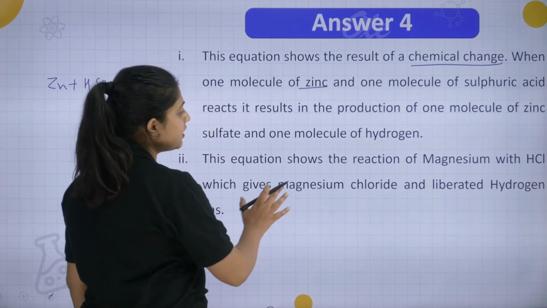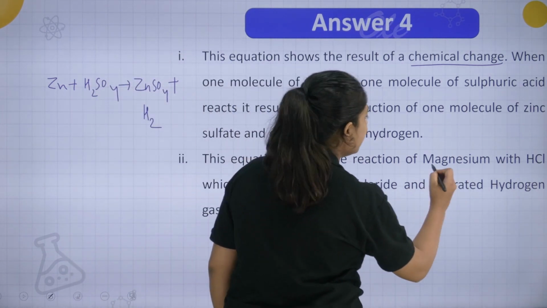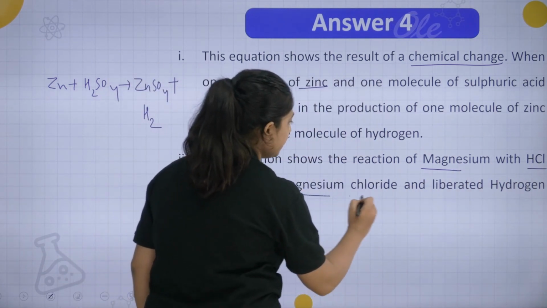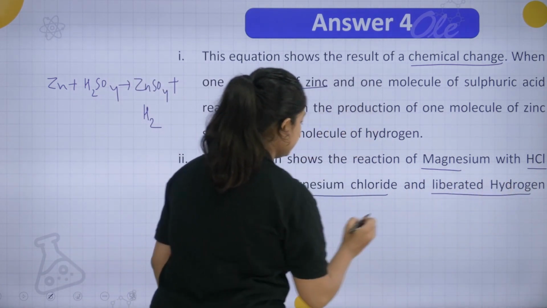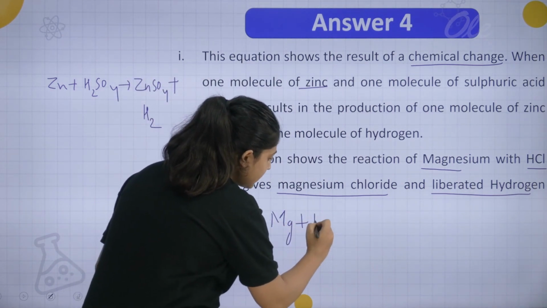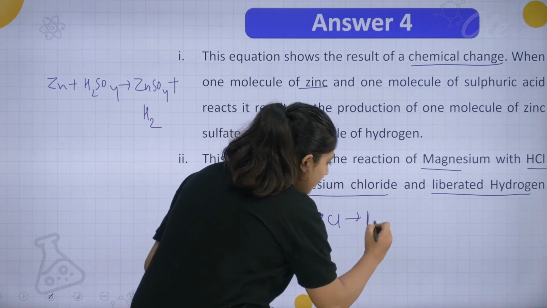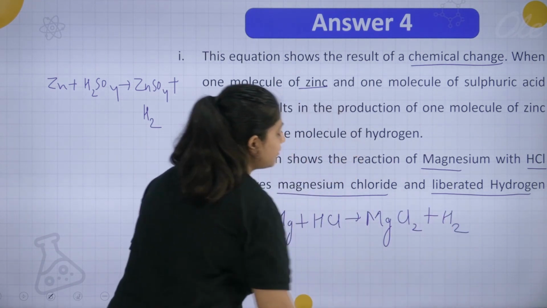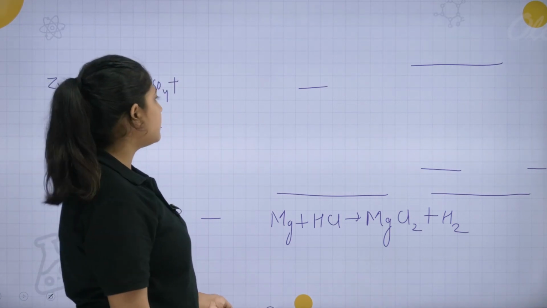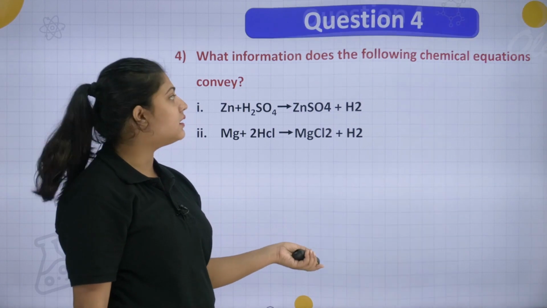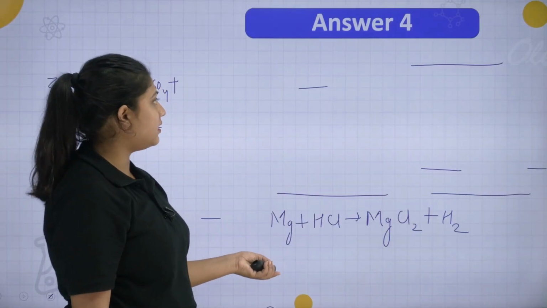Second equation: this equation shows the reaction of magnesium with hydrochloric acid, which gives magnesium chloride and liberates hydrogen gas. For example, Mg plus HCl will give out MgCl2 plus hydrogen. So this is the equation, and these are the things that these equations are conveying to you.